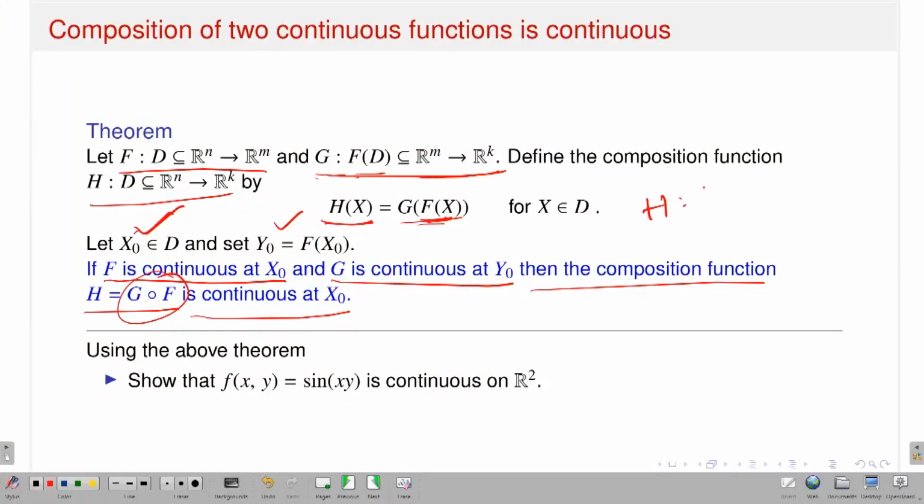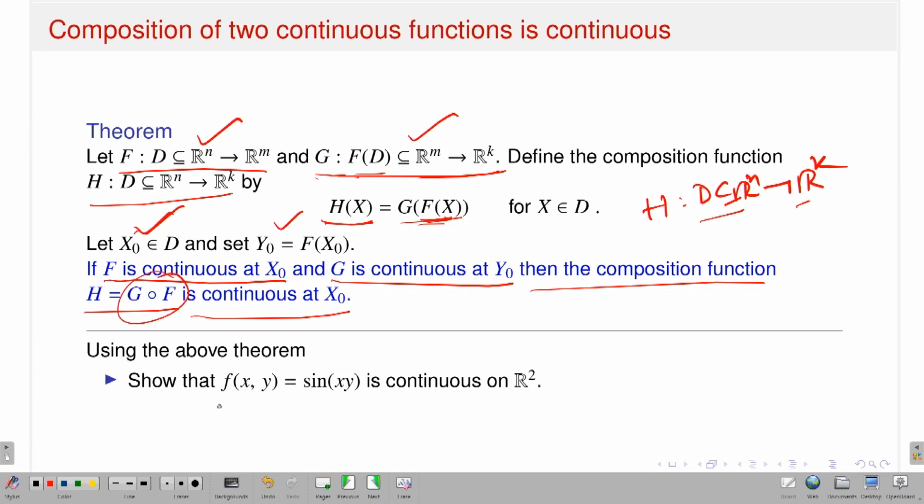Because the composition is a function, h is a function from where to where? H is a function from D, a subset of Rn, to Rk. If f is a map from D subset of Rn to Rm, and G is a map from Rm to Rk, then h, that means g composed f, is a map from D subset of Rn to Rk. So using that theorem, if I have two functions, whenever composition makes sense, and if the functions are continuous, then the composition function is continuous.